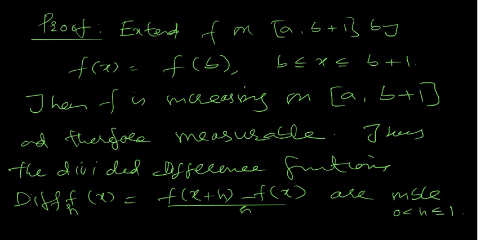It's actually a collection. In fact, it's an uncountable class because this h varies over the interval 0 to 1, which is uncountable. Okay. So these divided difference functions are also measurable because f is measurable. So this is a measurable collection actually.